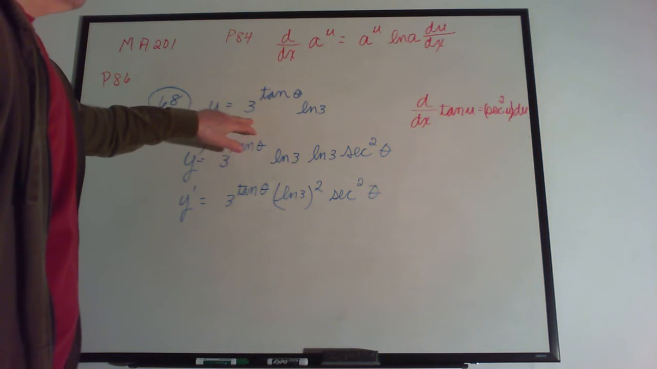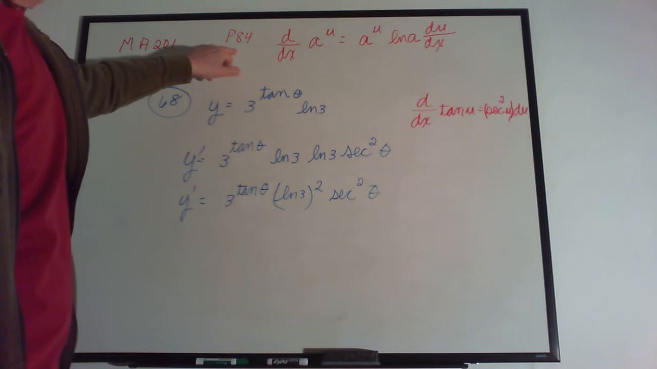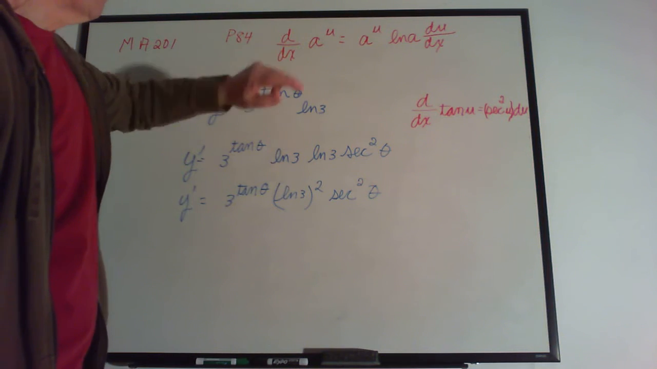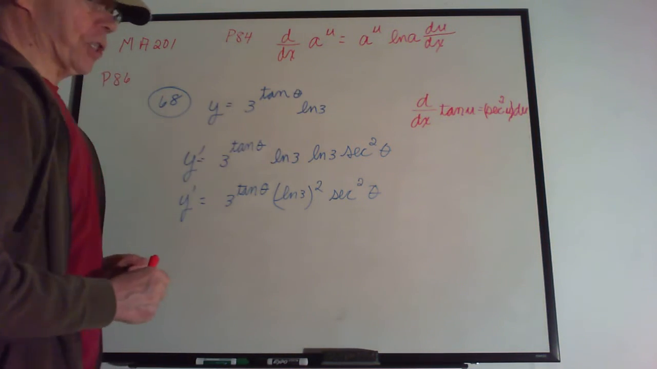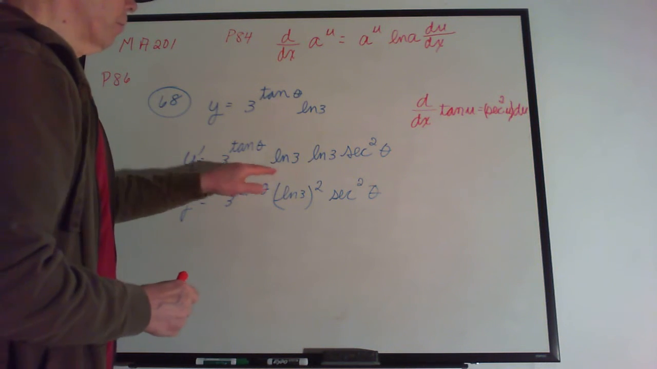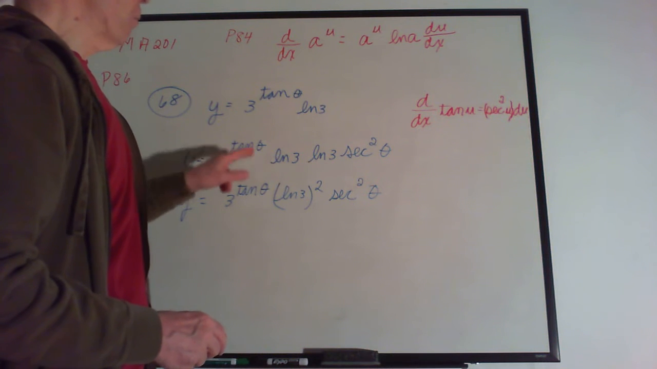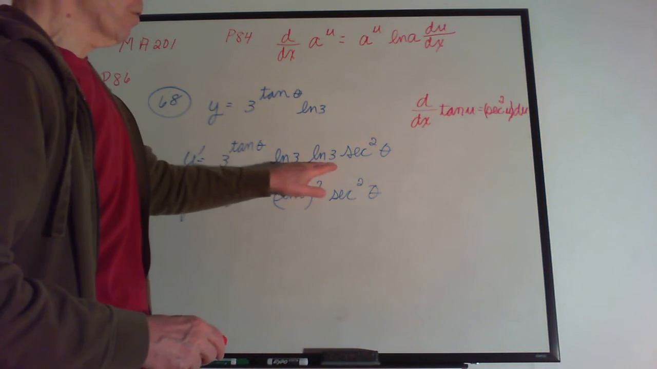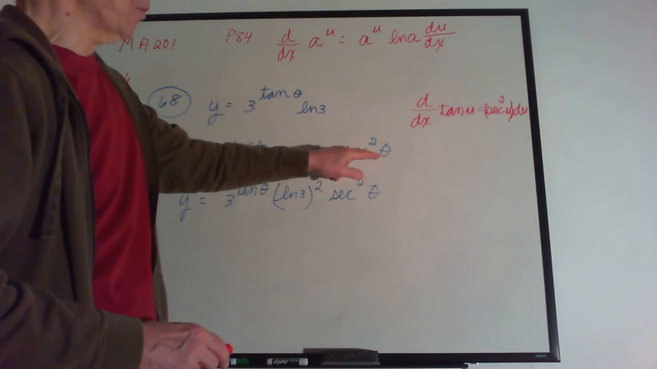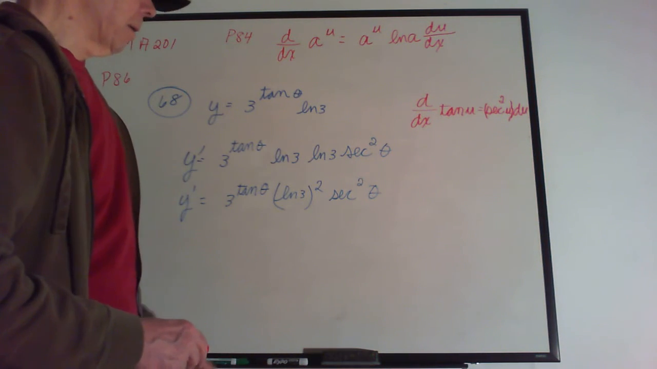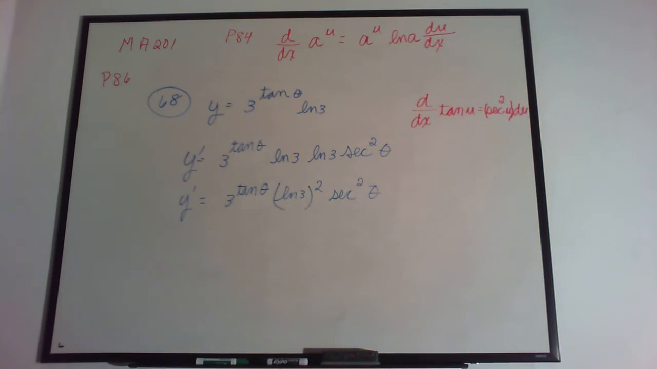So the solution to this comes from the derivative formula on page 84. All of this is a to the u, so I rewrote it, and then it's going to be natural log of a. Well, 3 is the a, so natural log of 3, and then the derivative of u, which is secant squared theta. So natural log of 3 times natural log of 3 gives you natural log of 3 squared.